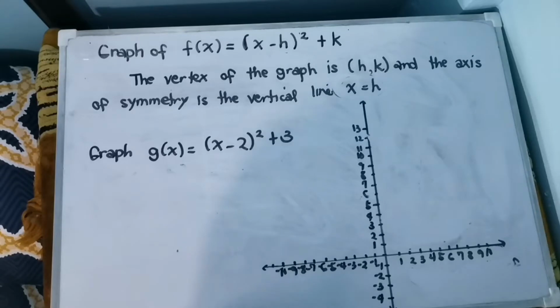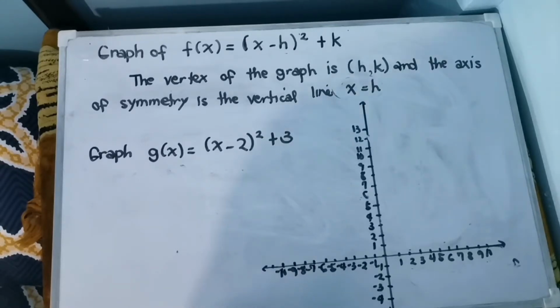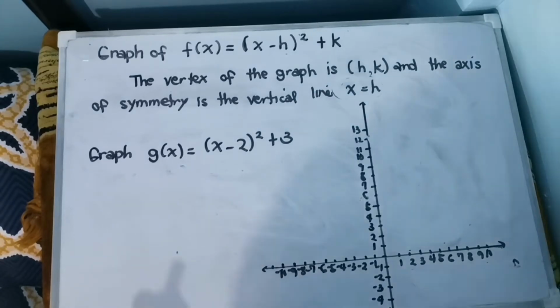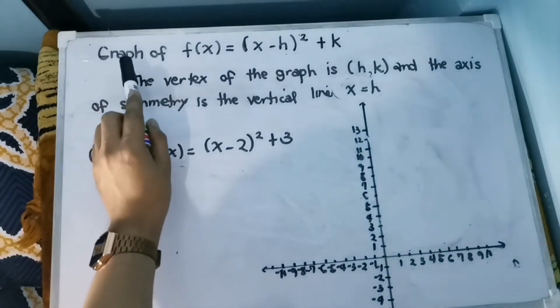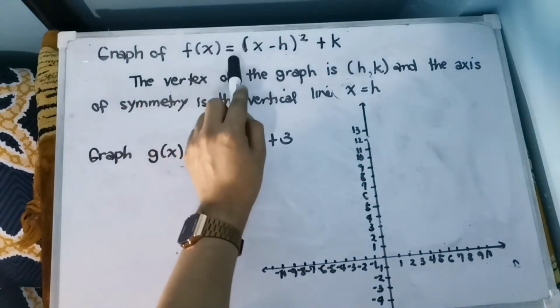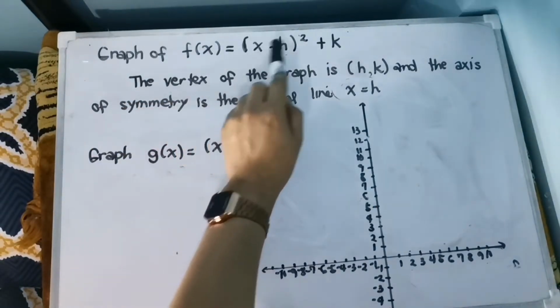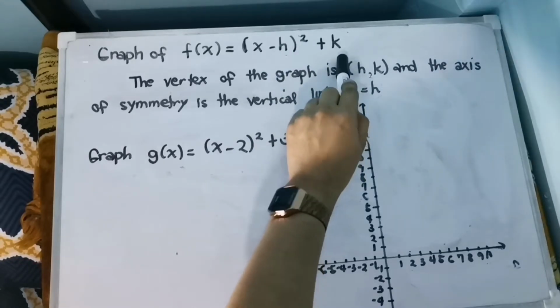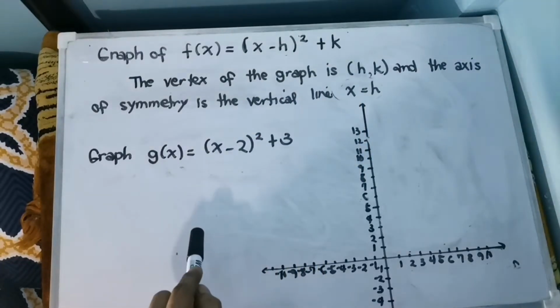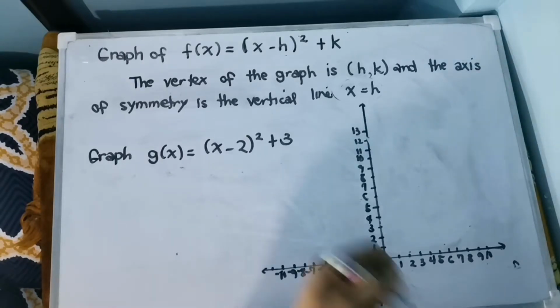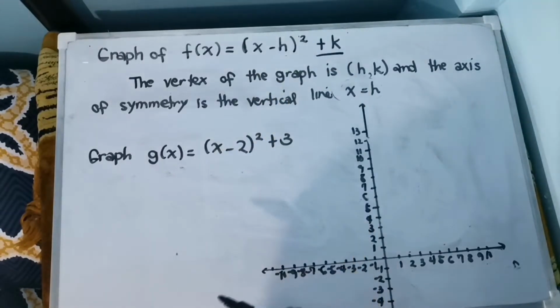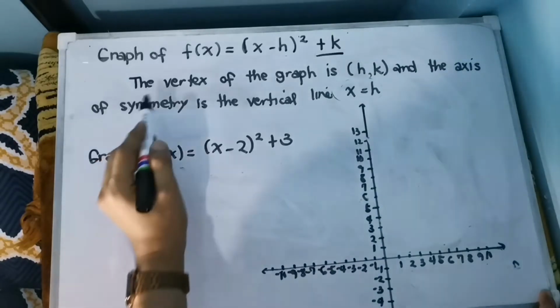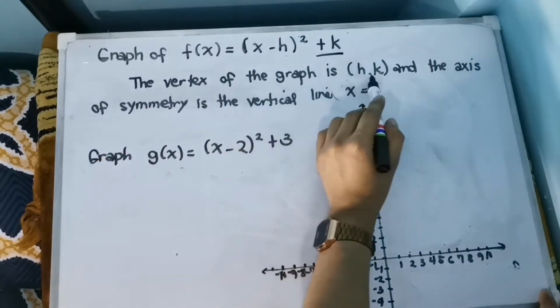So this video is the continuation of our video series regarding graphing quadratic functions. For today's video, I will be discussing the graph of f of x equals the quantity x minus h squared plus k. So it is similar to our last video that I uploaded, pero this time ay nadagdagan siya ng plus k. So we're in, the vertex of the graph is h, k.